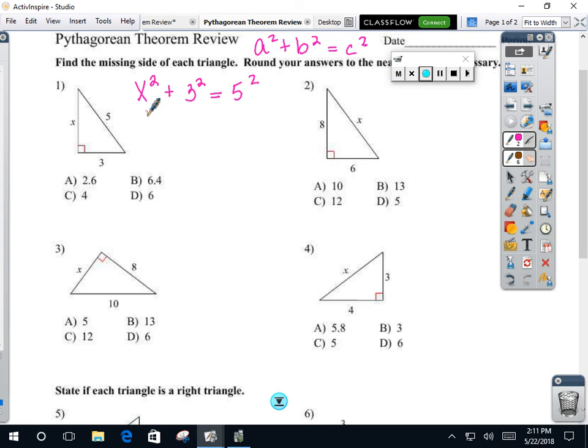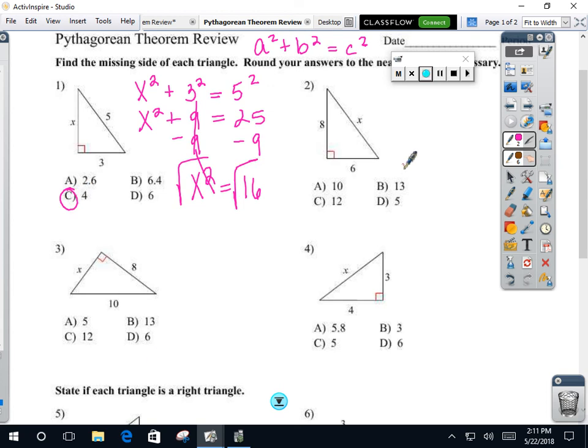Now I just simplify. That becomes X squared plus 9 equals 25. Now to get X by itself, I subtract the 9. And I end up with X squared equals 16. To cancel out a squared, the inverse operation is square root. And so X equals the square root of 16, which is 4.